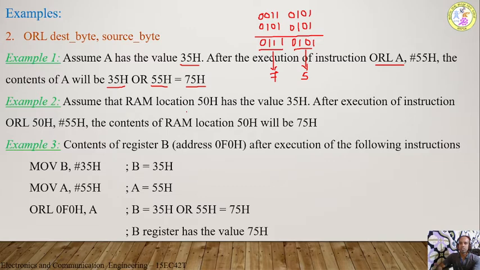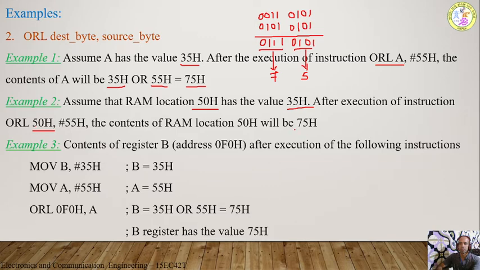Similarly, we can assume that the RAM location 50 has the value 35. Now the data 35 has been stored in this memory location 50. And after the execution of this instruction, ORL 50, hash 55, this will take the content of the memory location 50H. In that memory, what is the data stored? Data stored in memory location 50 is 35H. Take 35, do the OR operation with 55 and store the result back to the memory location 50H.